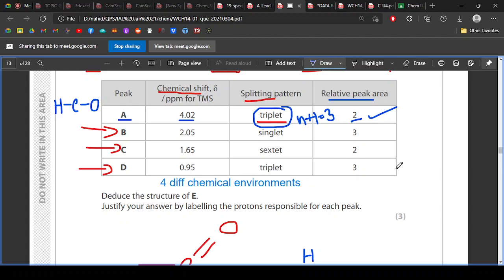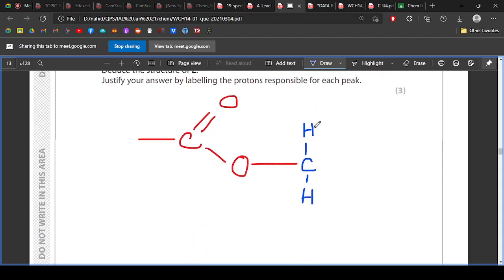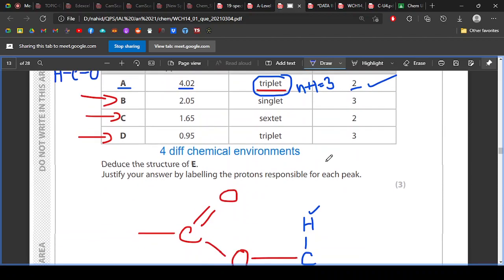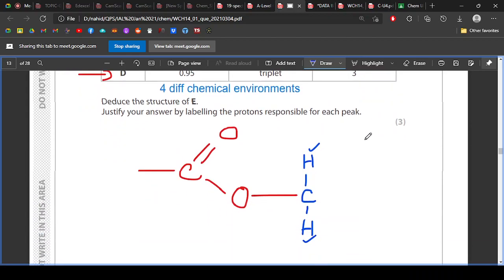Like the relative peak area. No, no. The relative peak area is because the hydrogens themselves are 2 hydrogen atoms, but the value of n is based on the chemical environment, not themselves. Okay. Remember, so we know that the value of n is 2.